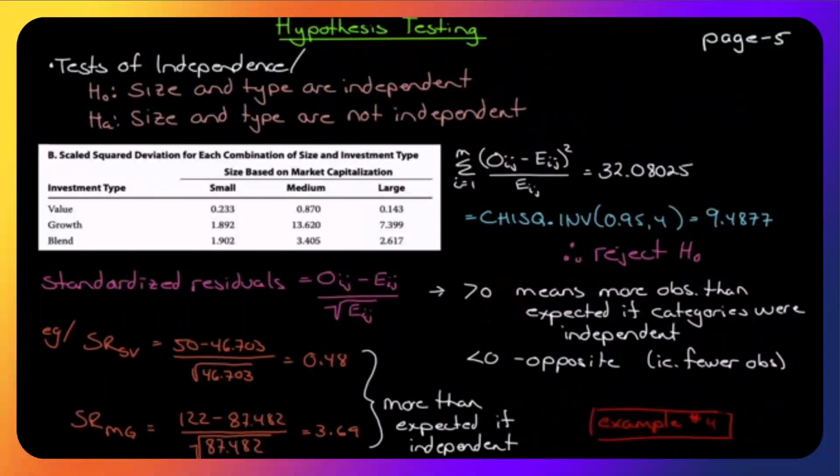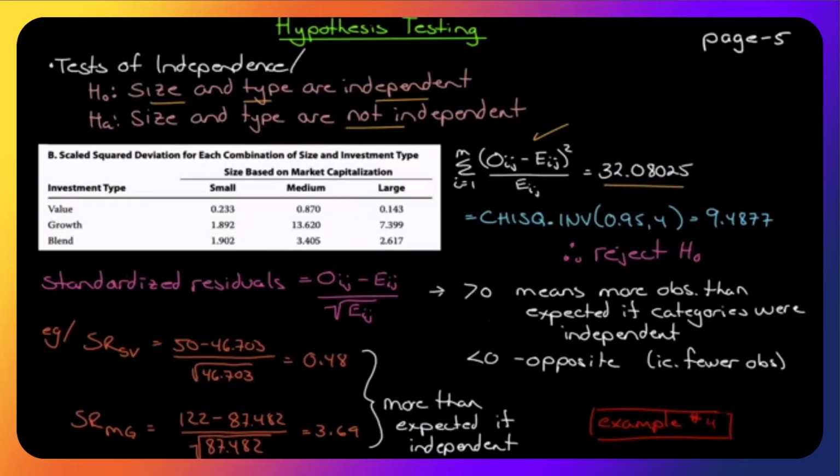So to put it all together, our null hypothesis is that size and type are independent. Our alternative is just the opposite. Size and type are not independent. We've already shown how we calculate the value in each cell for the test statistic. If we sum all of the values up, we get 32.0825.